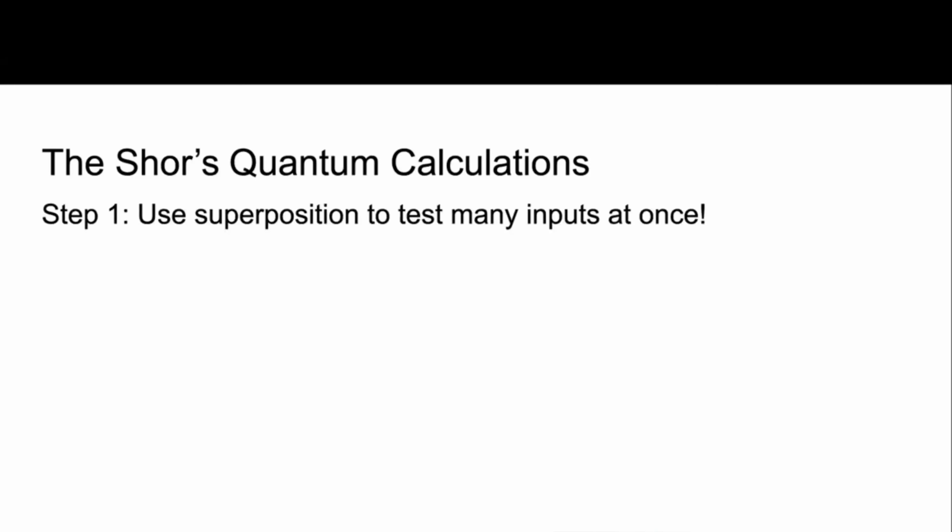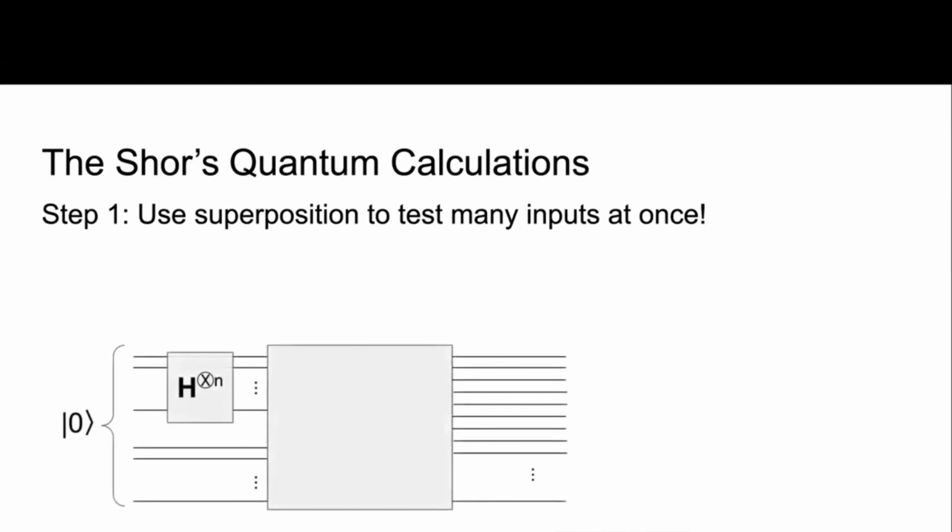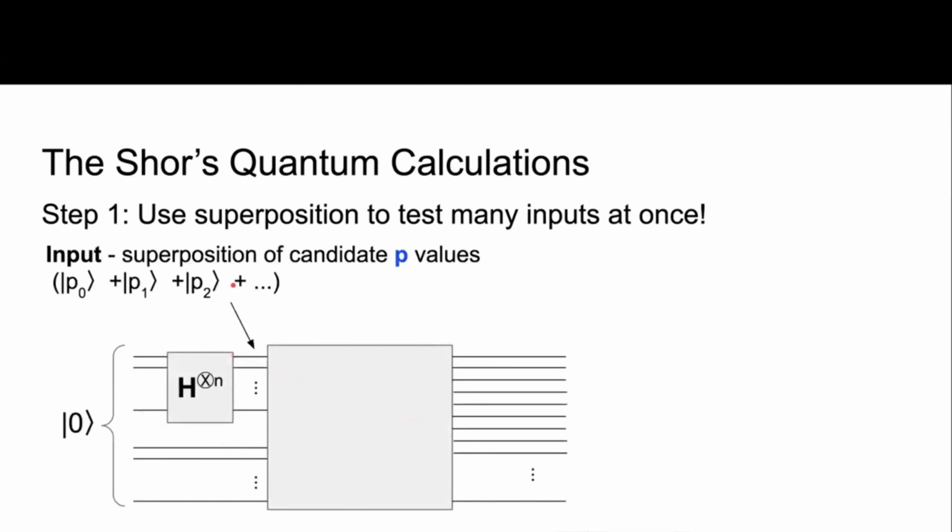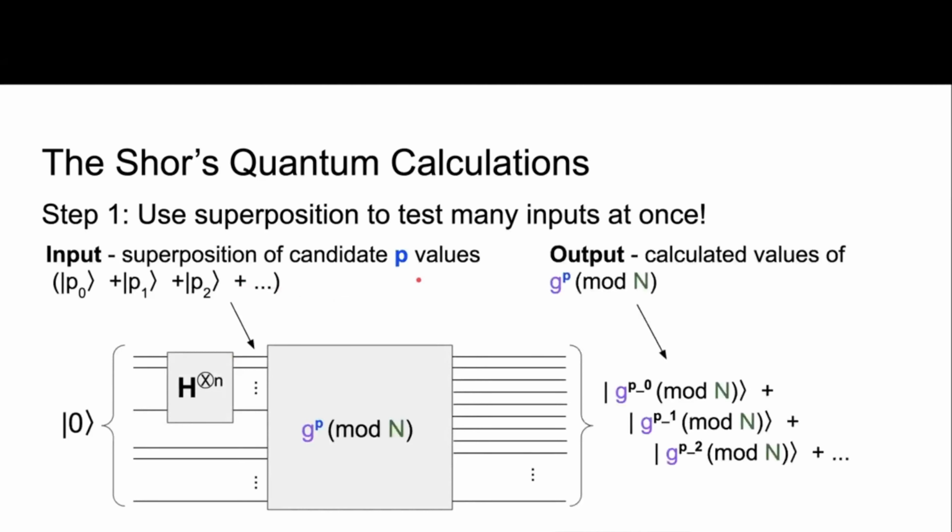We use superposition to test many input values at once. So here we can use our Hadamard operation to create a superposition of candidate p-values. And then with those superpositions, we calculate g to the p mod n. So we calculate all of these values here to find a superposition.